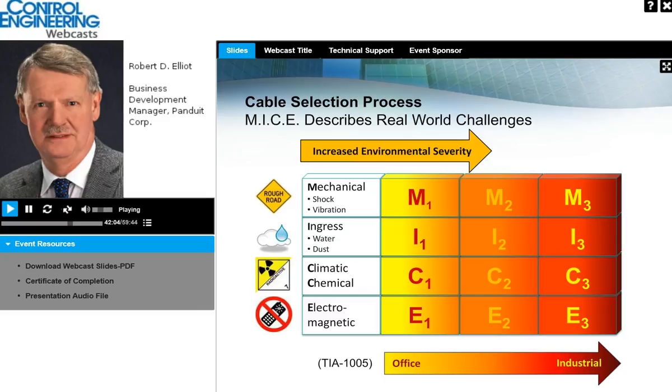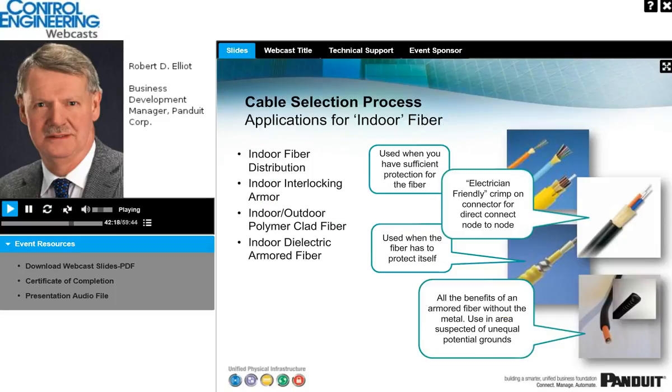As you move through level 2 to level 3, that might be found in industrial. And this sort of talks about the environment, and that consideration of the environment gives you a reflection of what has to happen for the performance requirements of your fiber.